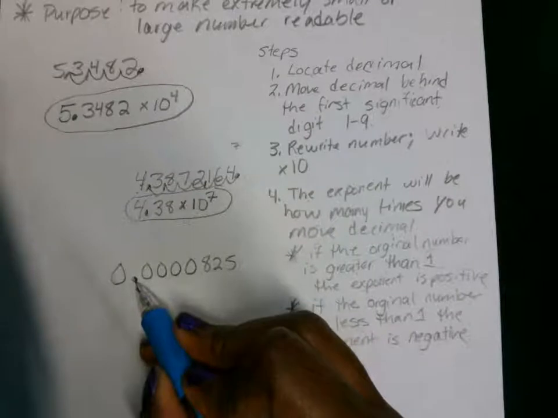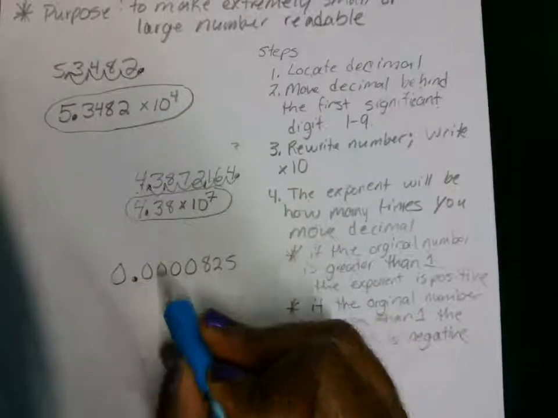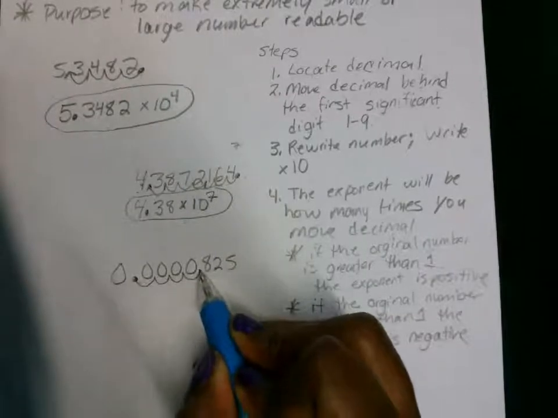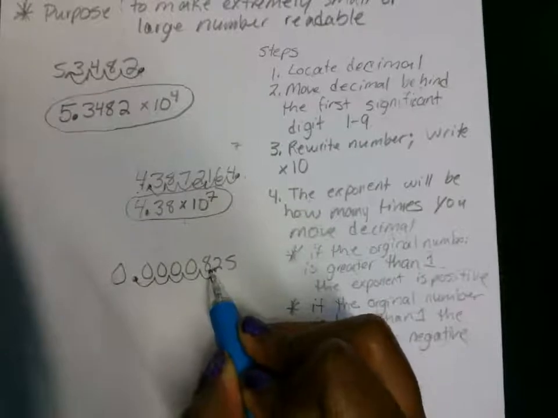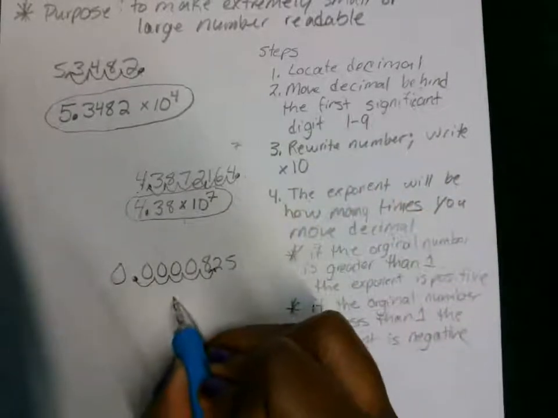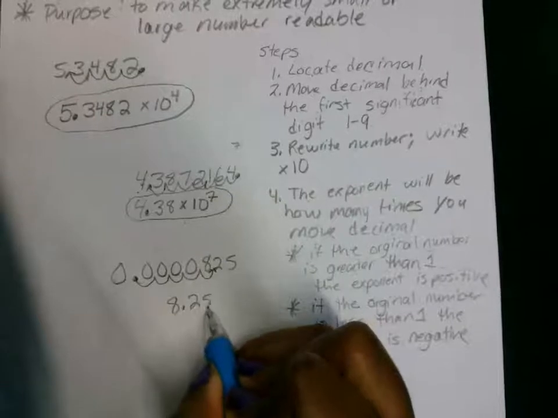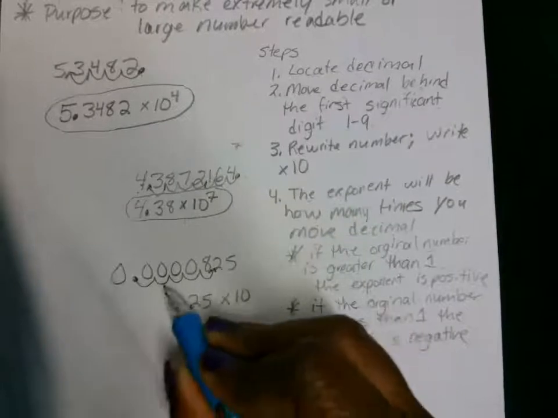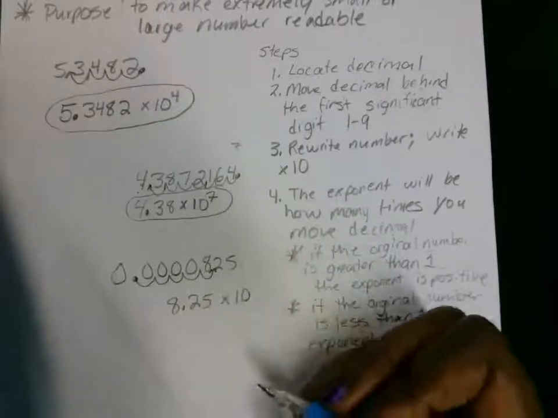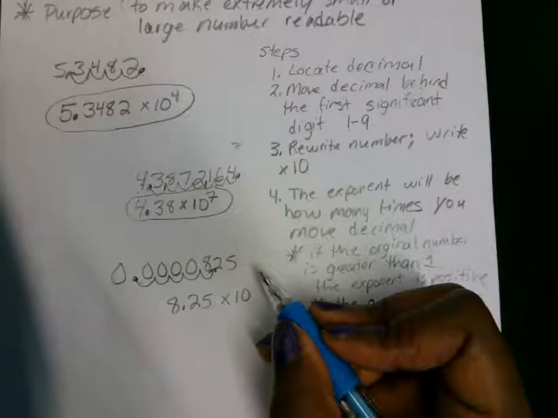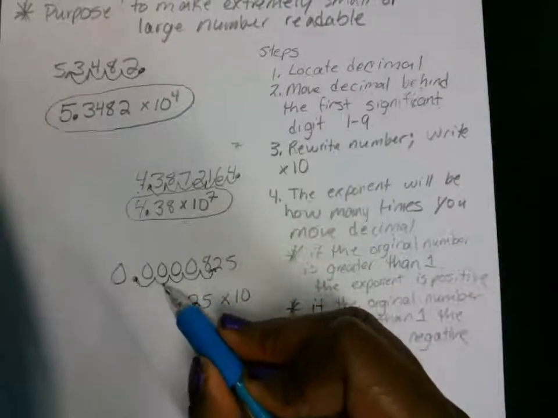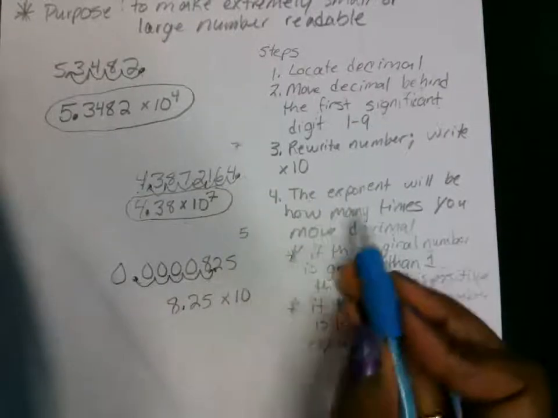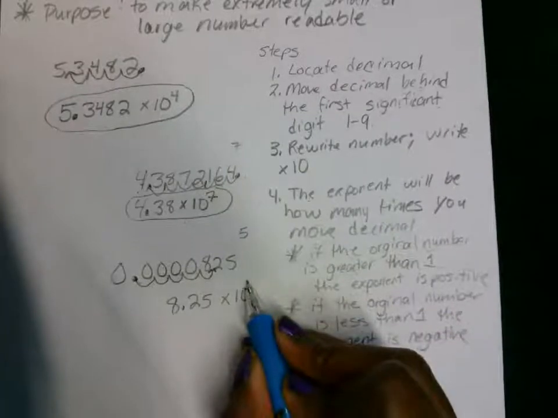So we're going to move this decimal behind the 8. As we're moving it, count the number of spaces. 1, 2, 3, 4, and 5. Okay? Rewrite the number. So the number is going to be 8.25. Then we write times 10 because we're moving the decimal, okay? And how many times did I move the decimal? Sorry, 1, 2, 3, 4, 5. That's why I wrote it the last time, because it's so easy to forget. Your exponent is going to be how many times you move that decimal, and it's 5.